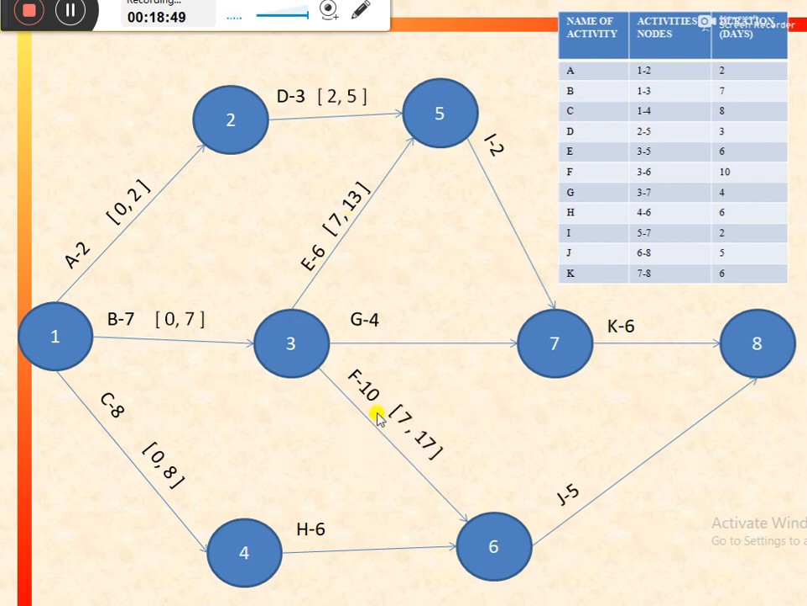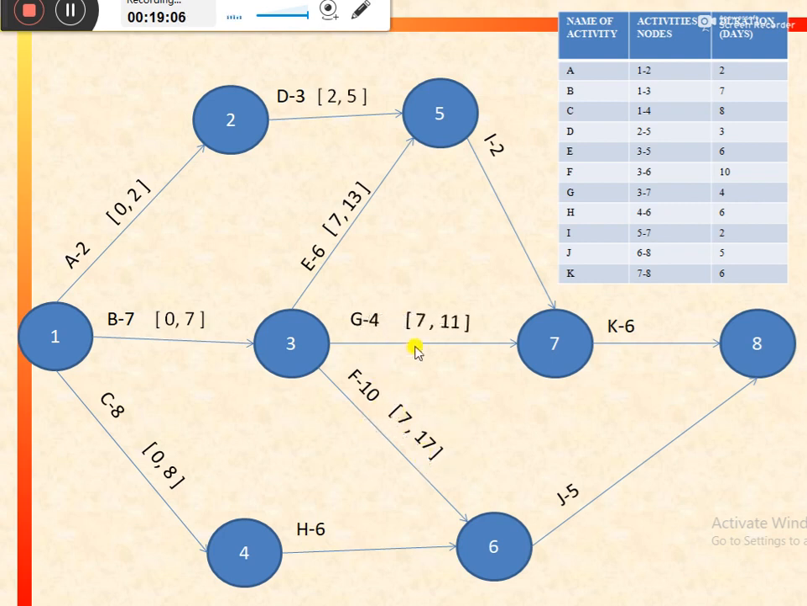For activity F, the preceding activity is again activity B. So earliest finish for activity B is 7. So it would be earliest start for activity F. And earliest finish for activity F would be equal to 7 plus duration of the activity, that is 10. So it would be 17.